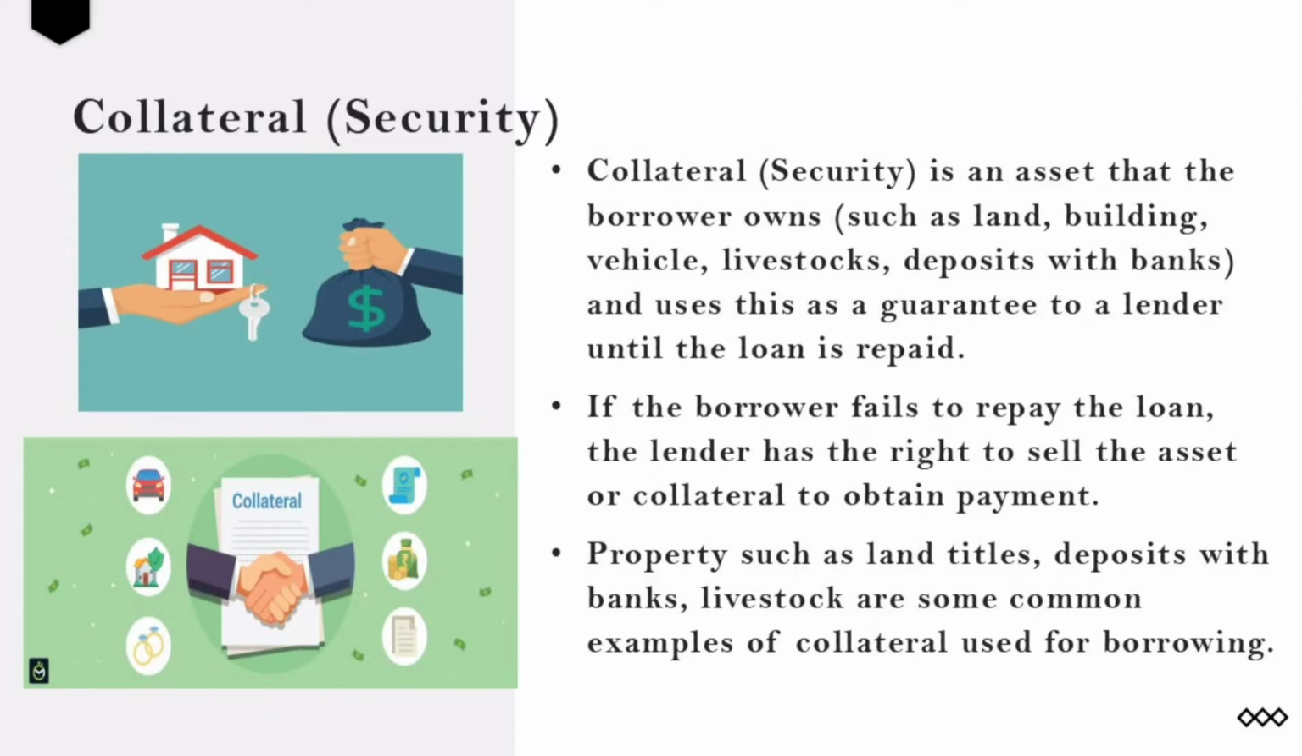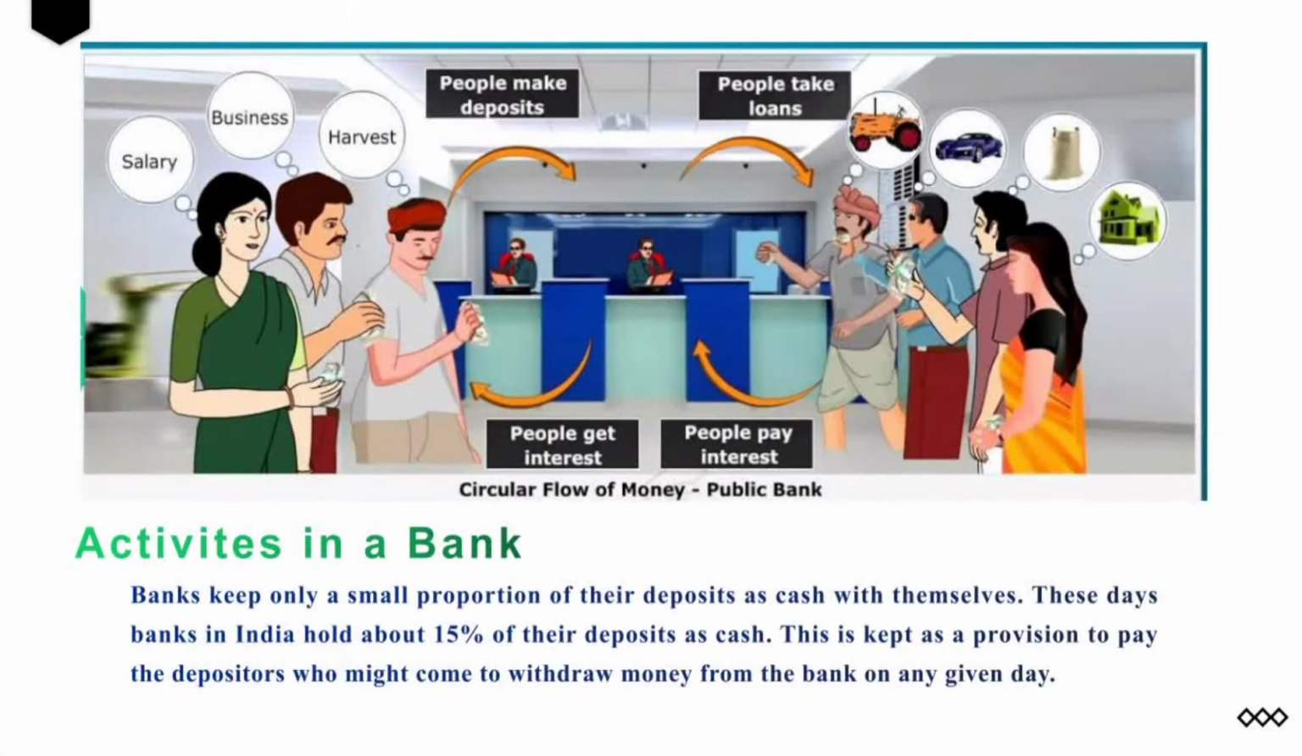Collateral or a security is an asset that a borrower owns, such as land, building, vehicle, livestock, deposits with banks, and uses this as a guarantee to the lender until the loan is repaid. And if the borrower fails to repay the loan, the lender has the right to sell the asset or collateral to obtain payment. So it is what a borrower is keeping in the bank as a security for their loan.